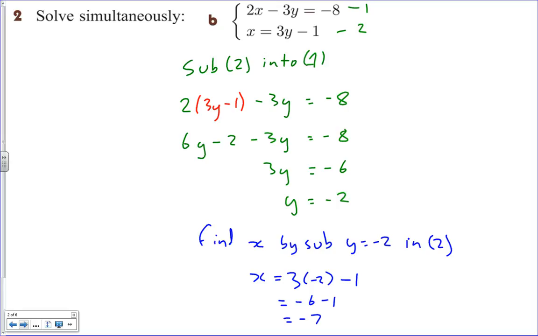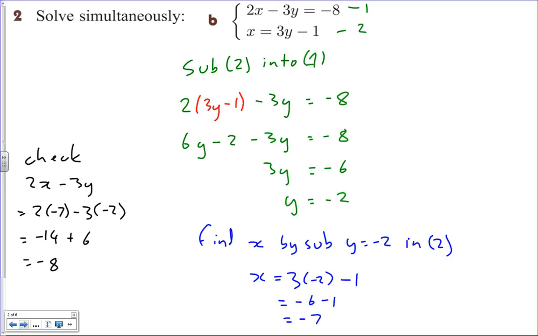So we check. So 2x take 3y equals 2 times negative 7, take 3 times negative 2, so equals 2 7s are 14, so negative 14. Now it's going to be plus 6, so equals negative 8, because negative 3 times negative 2 gives us a positive 6. So the answer is negative 8. So that's the correct answer.